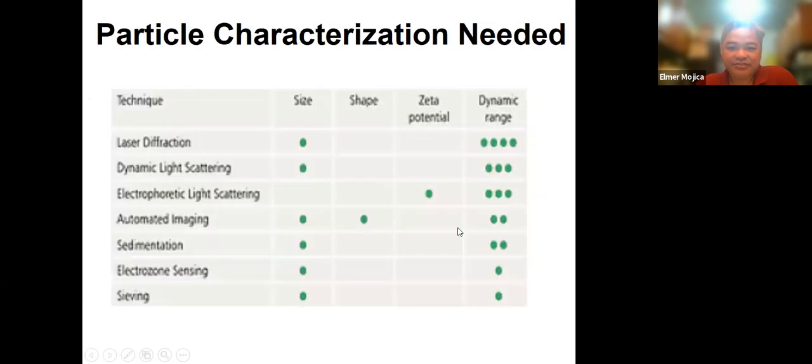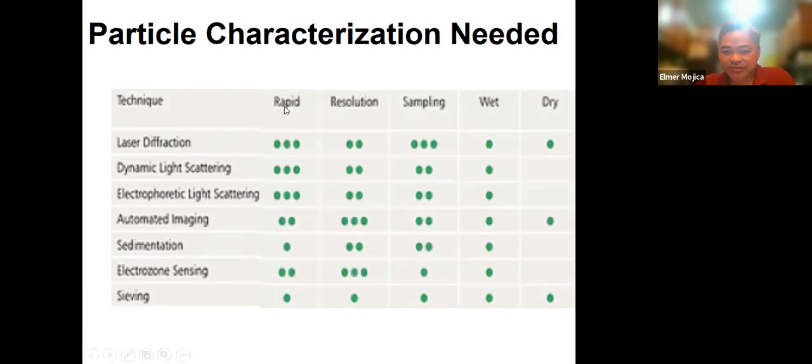And then if you look at the particle characterization needed: if you look at the size, these are the techniques. You see the laser diffraction, dynamic light scattering, and the sedimentation. If you want to look at the shape, that's automated imaging. If you want to look at the zeta potential, that's electrophoretic light scattering. If you want a wide dynamic range, the more dots that you have there, the better.